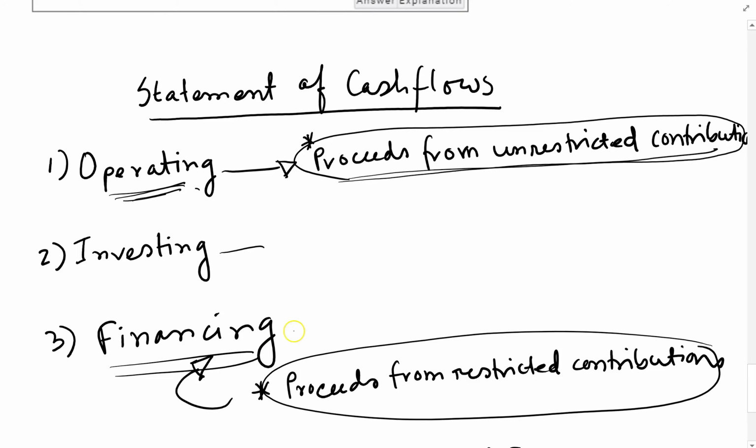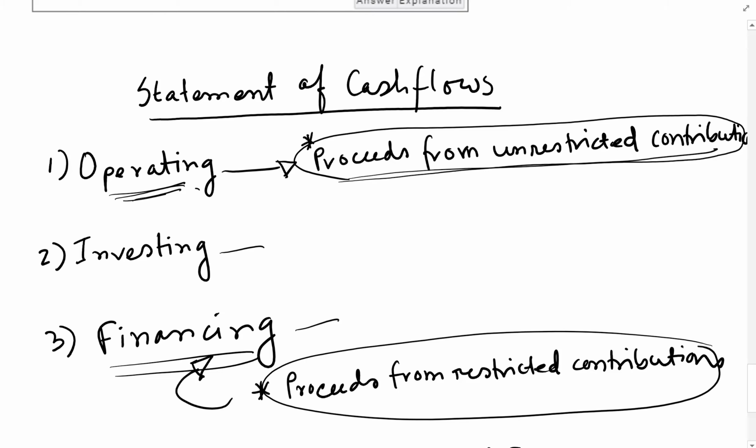Now let's talk about the financing activities. Just like for-profit organizations, financing activities should include basically those activities that help to finance your organization, to raise your funds. For example, if you want to borrow from a bank, or if you want to pay your loan, those should be under the financing activities.